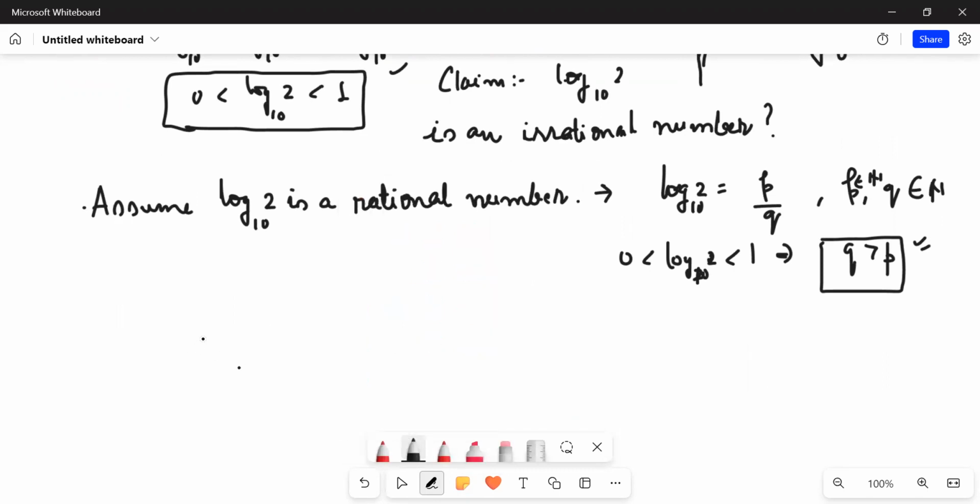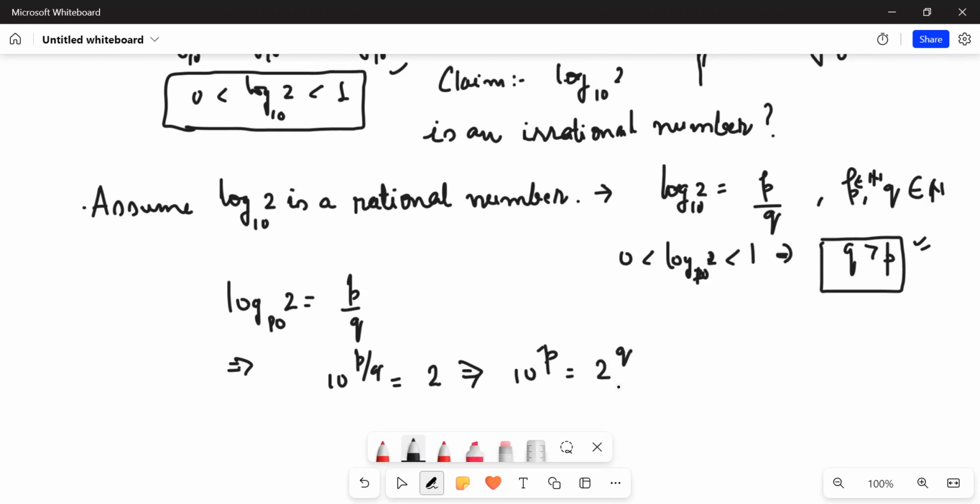And if this is the case, then what will happen? I will write that log 2 to the base 10 is equal to P over Q. Or in other words, I can say that 10 raised to power P upon Q is equal to 2. Or in other words, 10 raised to power P is equal to 2 raised to power Q.